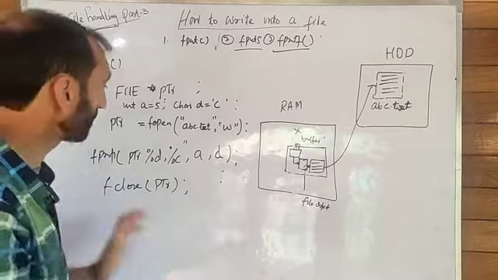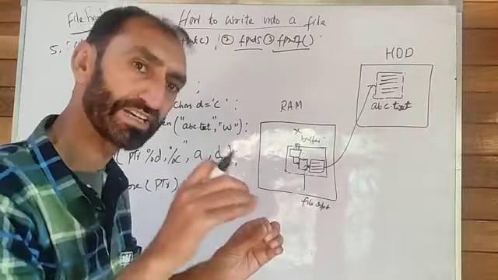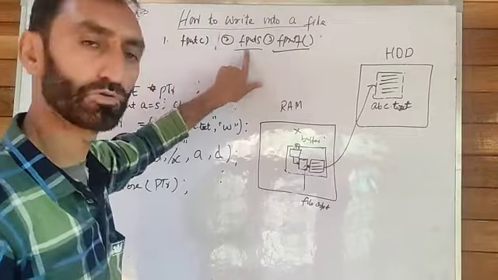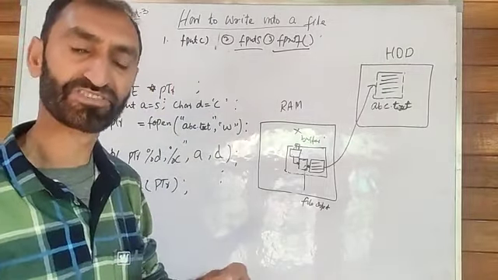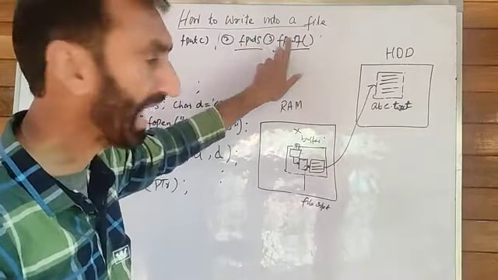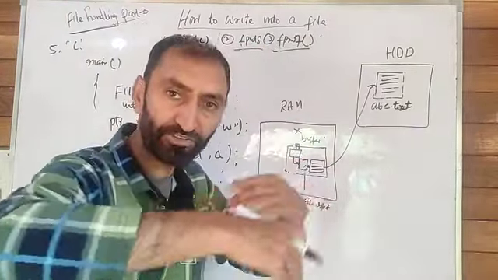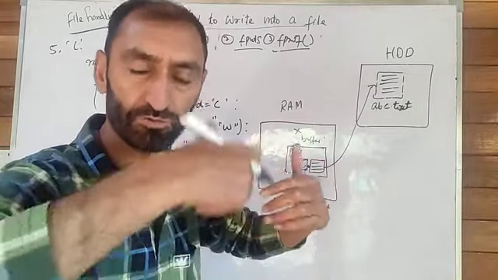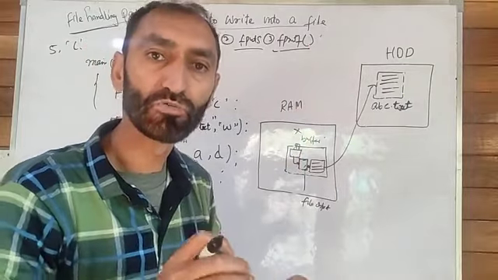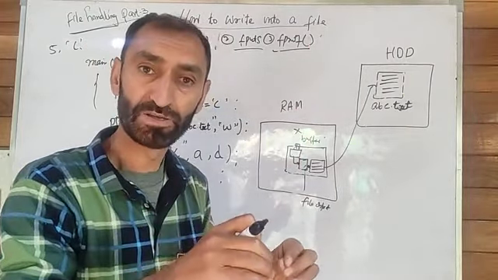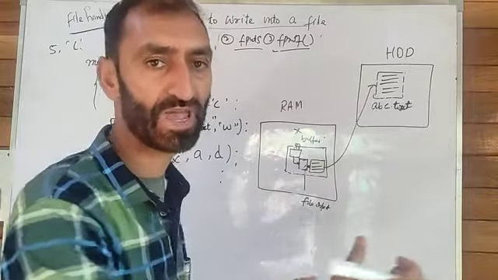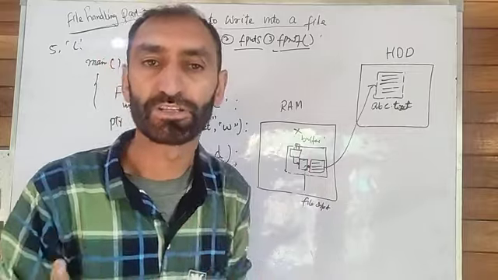So in a nutshell, in order to write a single character into a file, we use fputc. In order to write a group of characters, or you can say a string, into a file, we use the fputs function. And in order to write different types of data into the file, at that time we use fprintf, and we also have to specify the format specifiers. We know that for integer the format specifier is %d, for character it is %c, and for string it is %s.